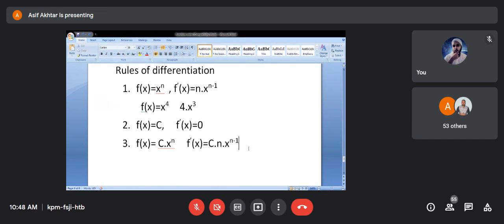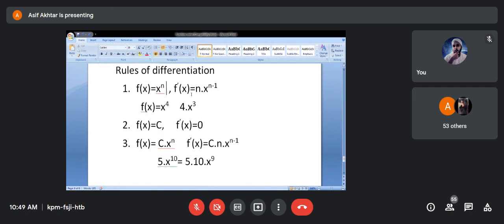So if I have, the very important thing, if I have this function which I have just taken, 5 into x raised to the power 10, right? And I want to calculate the differentiation for this. This will become 5 will remain as it is into 10 into x raised to the power 10 minus 1, that is 9. 5 into 10, 50, and then we have x raised to the power 9. So this will become 50 x raised to the power 9. So this is simple rule number 3.